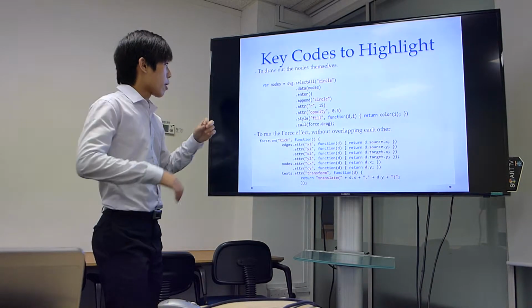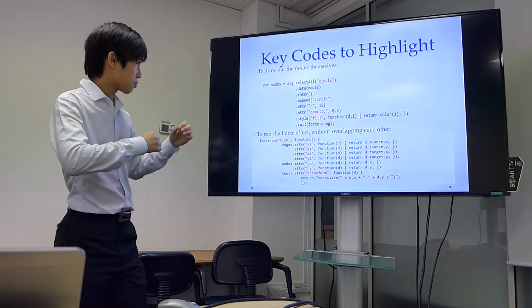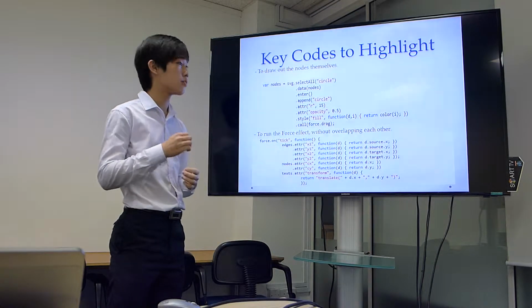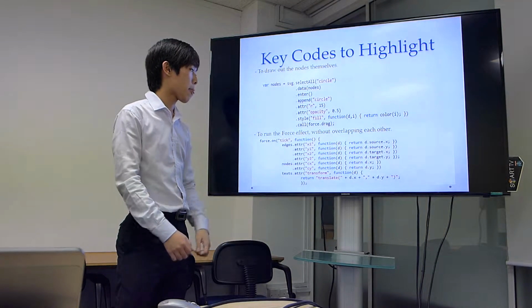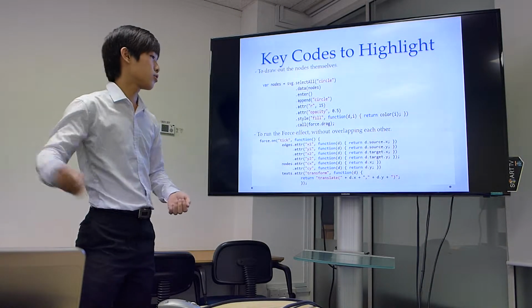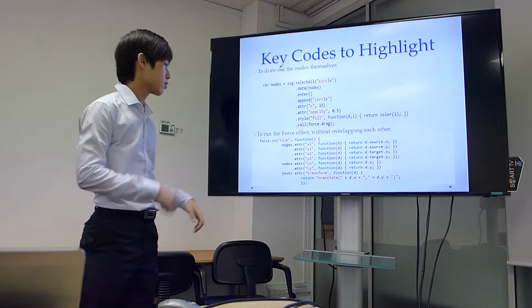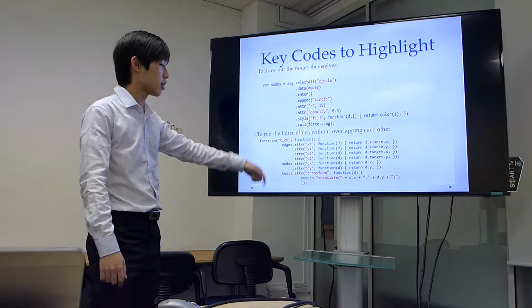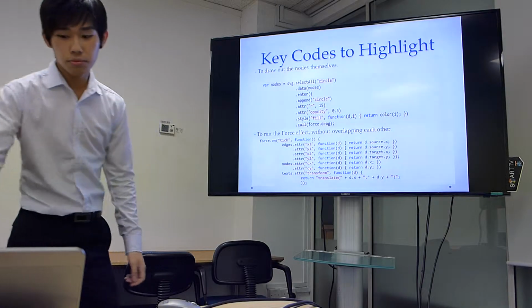And we have to draw out the circles also: the radius, how big the circle is, and the opacity. You can change that to demonstrate the overlap and the force effect, so the circles do not overlap each other. These are all the codes.